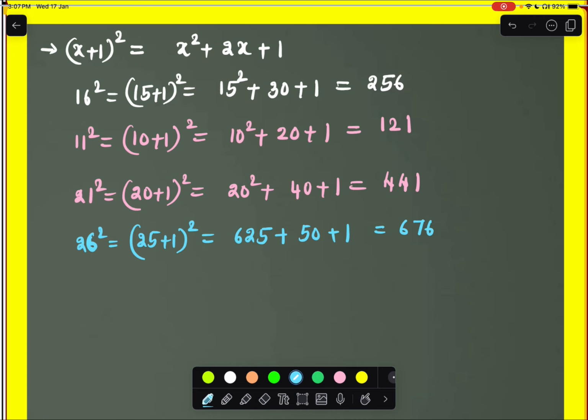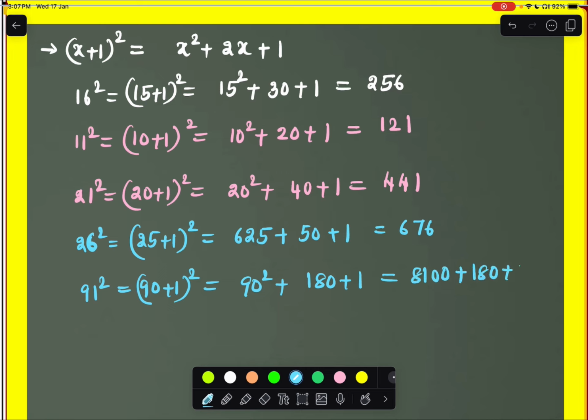Similarly, I can calculate 91 square very comfortably. I'm writing (90 plus 1) whole square here. So 90 square, plus 2 into a into b, 2 into 90 into 1, gives 180, plus 1 on that. 90 square equals how much? 9 square is 81, the 1 zero becomes 2 zeros, and place the 180 value, plus 1 on that.